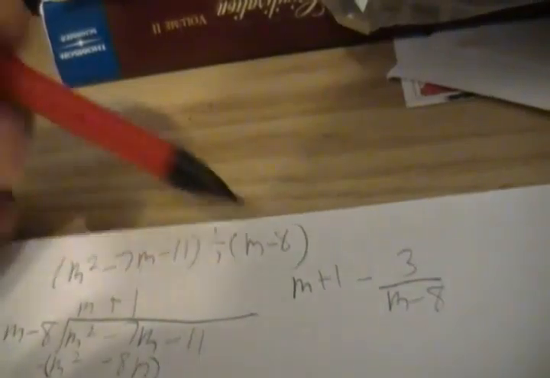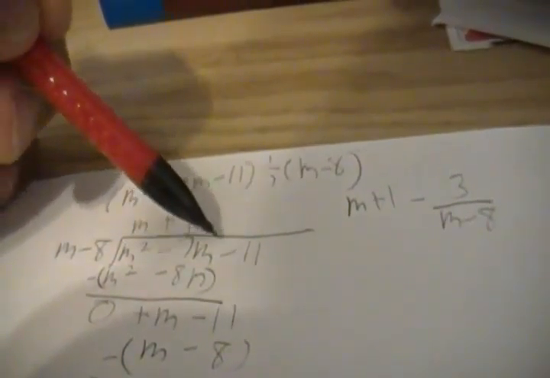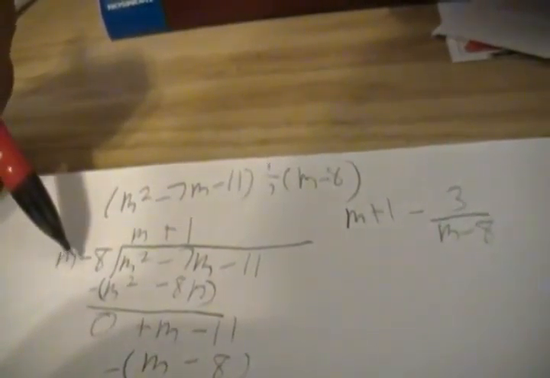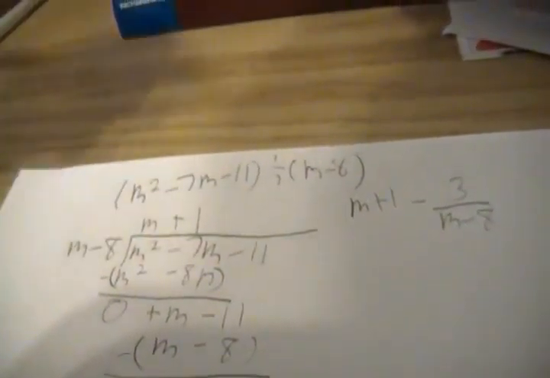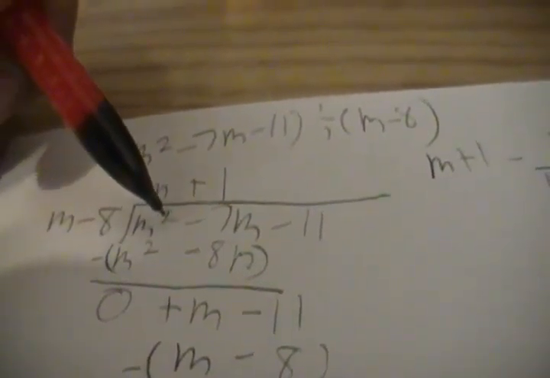So in this case, this is the numerator and this is the denominator, right? So it's going to be m squared minus 7m minus 11 divided by m minus 8. You pretty much work the same way as you do regular long division. So you start with the first term, okay? So that's going to be m squared.